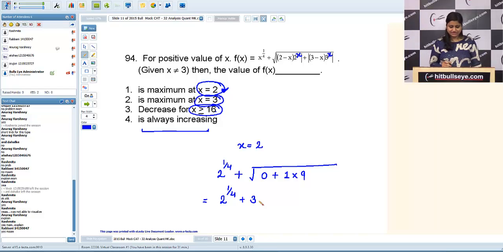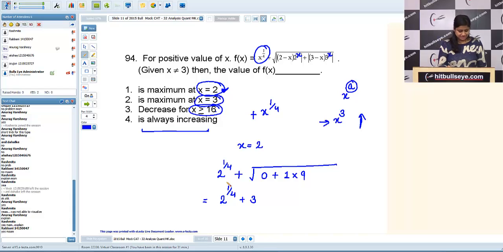Now obviously we can say that whenever you have x raised to power a type of thing, where a is constant, suppose we talk about x cube, as x increases, the value will increase. See, here we have x raised to power 1 by 4. Since nothing is mentioned, we'll consider only the positive sign. So whenever the base increases, the total value will increase. Is it okay? Clear?